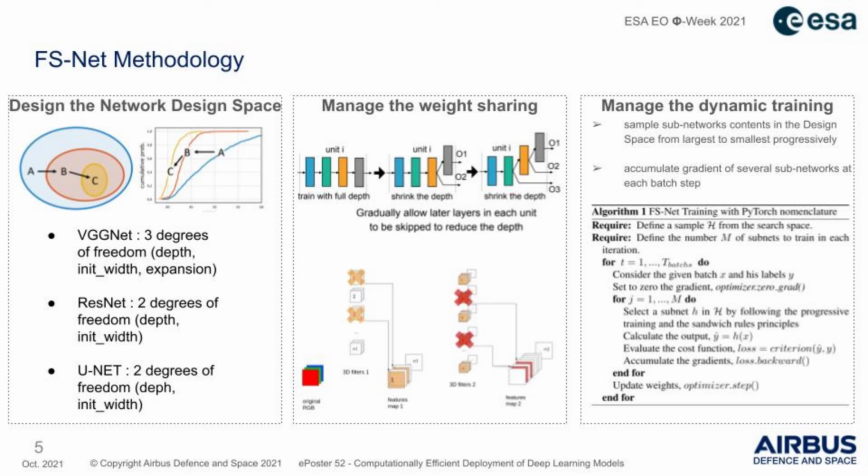Finally, we need to manage the dynamic training. The main idea is to sample subnets in the design space from largest to smallest progressively, and we accumulate the gradient of several subnets at each batch step. Algorithm 1 gives the pseudocode for one epoch training. I encourage you to look at it carefully later on if you want more details.